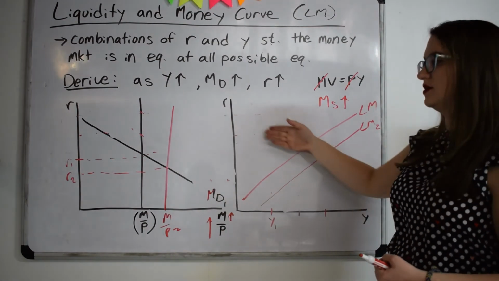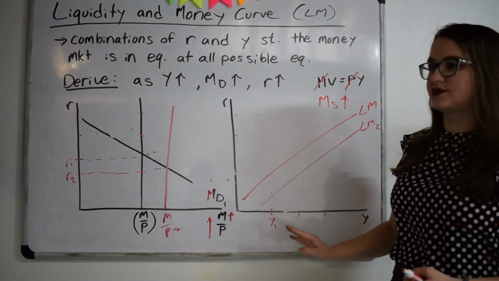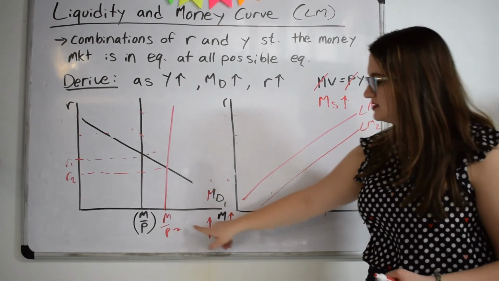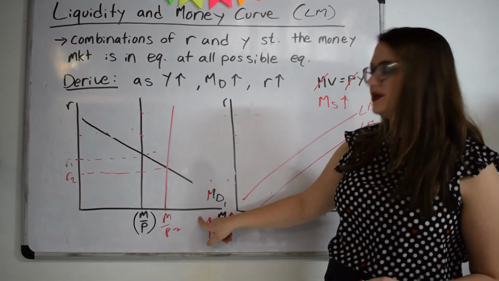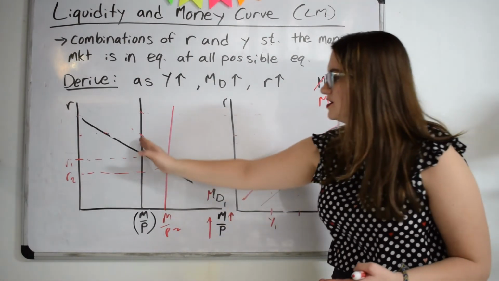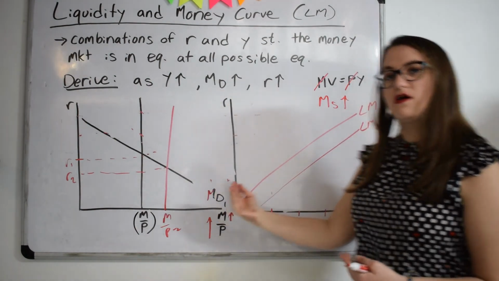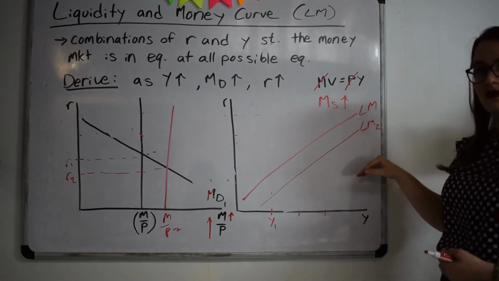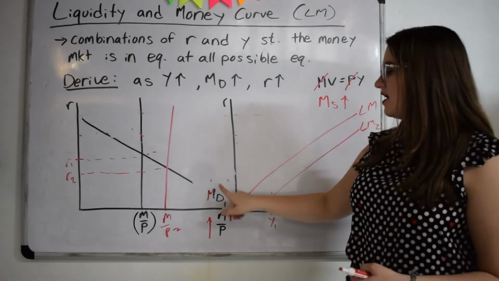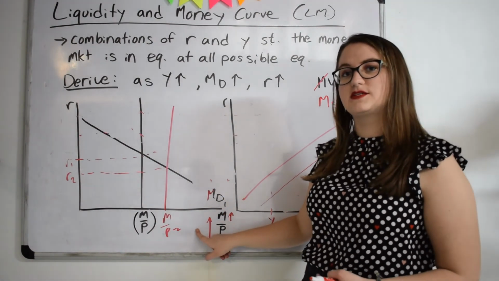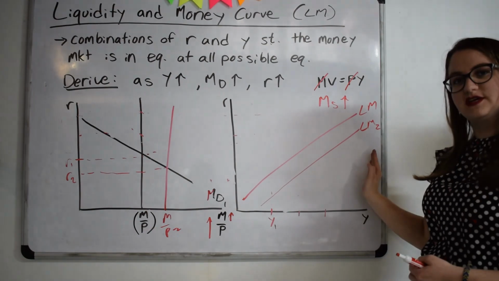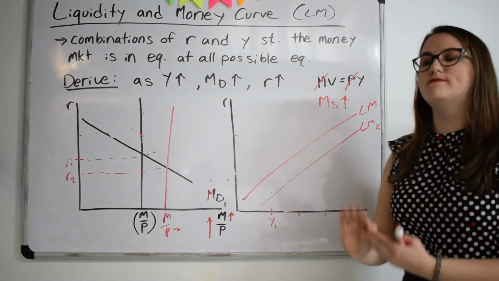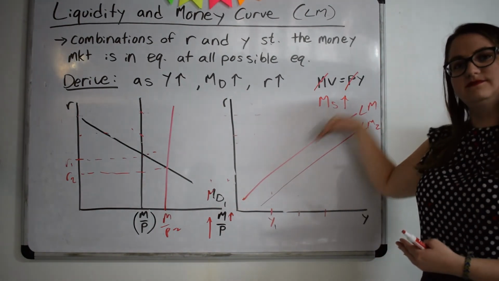Okay, so here, let's walk through it again. We see an increase in the money supply. MS increases, which will increase the real money supply. This will shift to the right, interest rates will fall, and we'll see a fall in the liquidity and money curve. Okay, so review. Anything that changes money demand or real money supply will shift the LM curve. A change in the interest rates or output will be a movement along the LM curve.